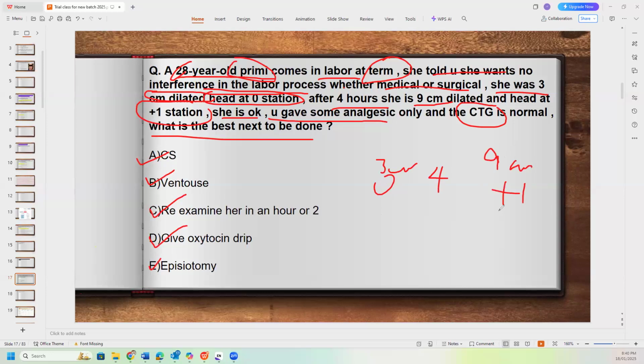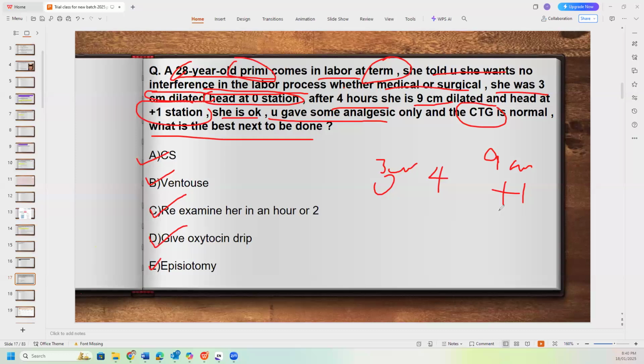So she is having a good partial Bishop score. Even though the Bishop score hasn't been completed, you can still see after 4 hours she is progressing in her labor with the cervical dilatation and the position of the head as well. She is doing okay at this time, and you have also given analgesia. The baby monitoring is absolutely normal. So there is no red flag given.